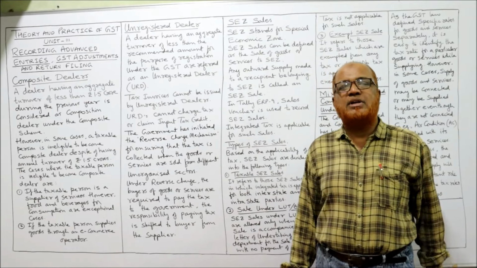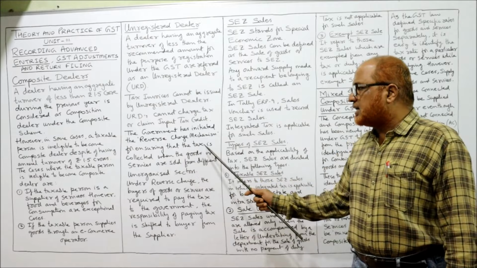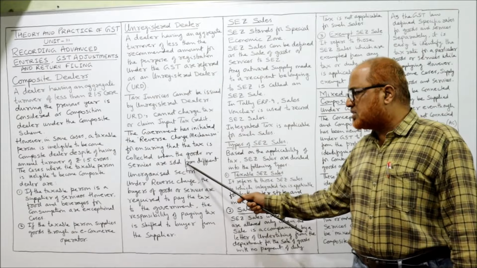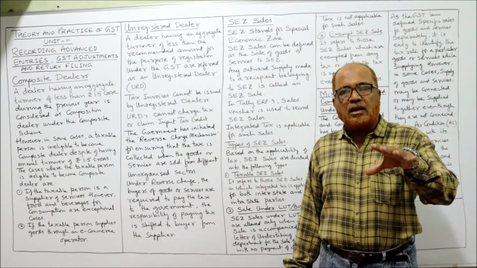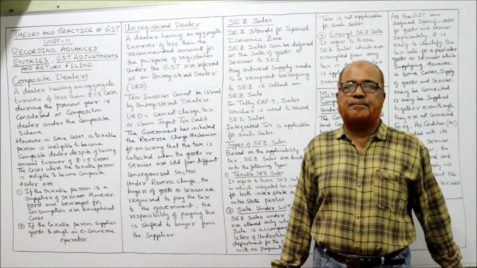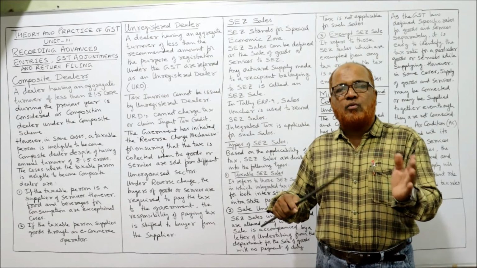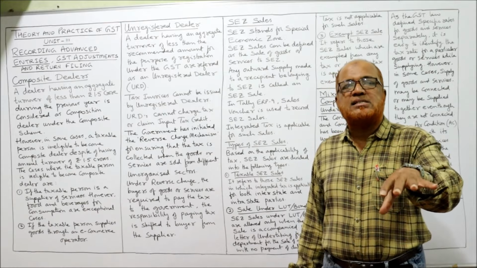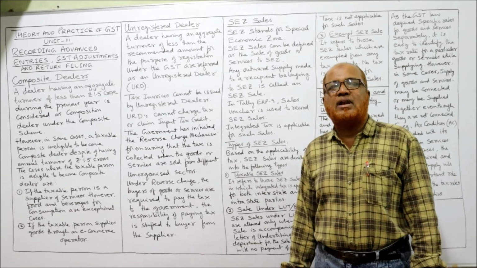One new scheme has been implemented by GST, the reverse charge scheme, for ensuring that tax is collected when goods or services are sold from the unorganized sector. In the unorganized sector, where most of the persons are unregistered, whenever there is a supply of goods and services, this reverse charge mechanism will apply.